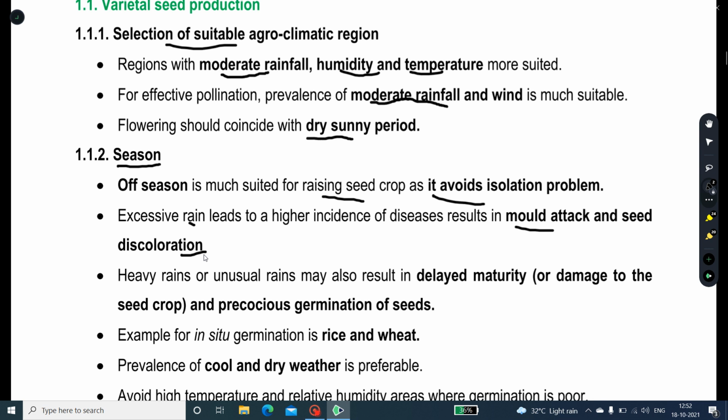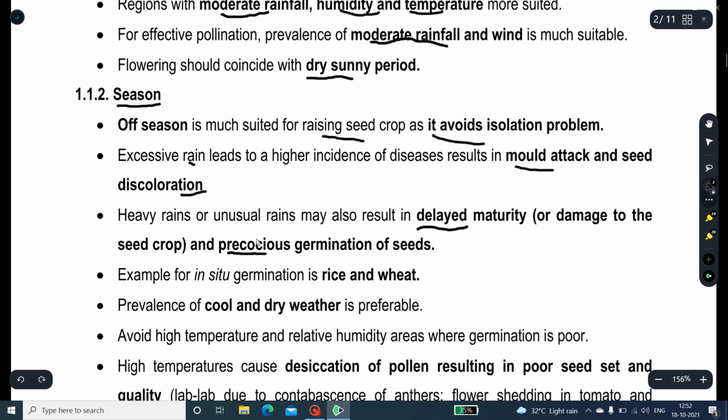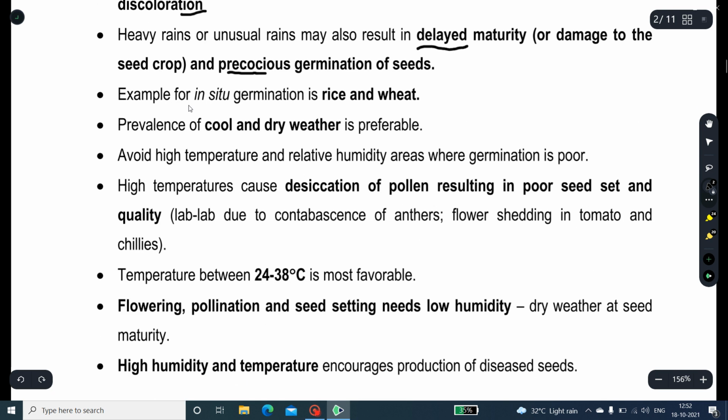Heavy rains and unusual rain may result in delayed maturity or damage to the seed crop, and precocious germination of seed. Precocious means that flowering or maturity takes place earlier than usual, so precocious germination means earlier germination of seeds. Heavy rains lead to earlier germination of seeds. The prevalence of cool and dry weather is preferable for seed production. Avoid areas of high temperature and relative humidity, where germination is poor.